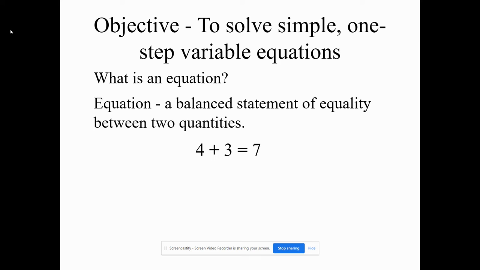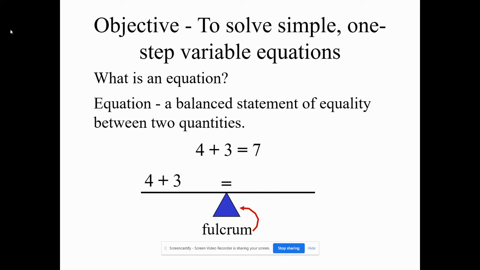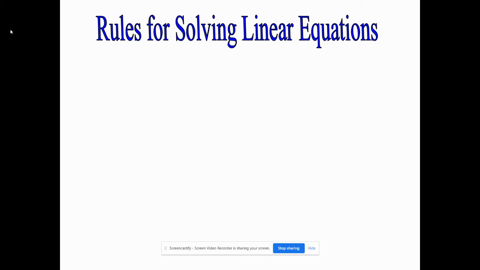So if we look at the number 4 plus 3 equals 7, we can see that if that was a weight and that was a fulcrum, which is something that it balances on, it would be equal because 4 plus 3 is 7. So that balances, and we've got to make sure that everything here balances.